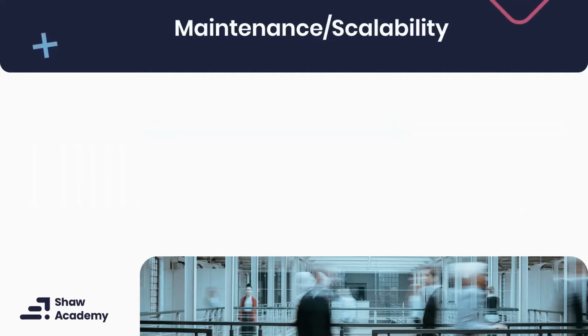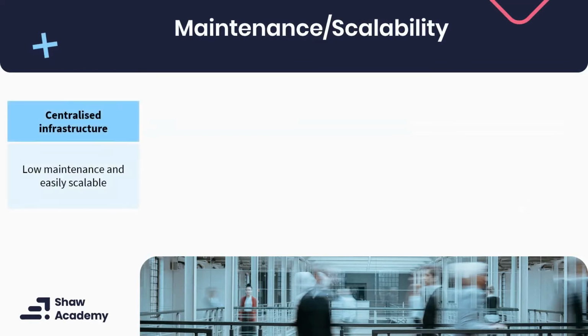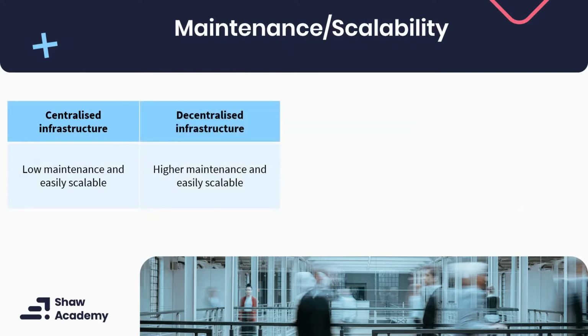And finally, in terms of maintenance and scalability, a centralized infrastructure is low maintenance and is easily scalable because the centralized node or server needs to be optimized due to its workload. A decentralized infrastructure has higher maintenance because of the distributed server with a company's sites. All sites will need to be maintained because they have equal workload. But it is also easier to scale, as a business can simply add more machines to the network to add more compute power.